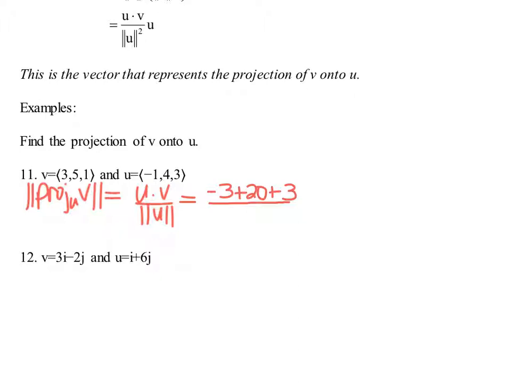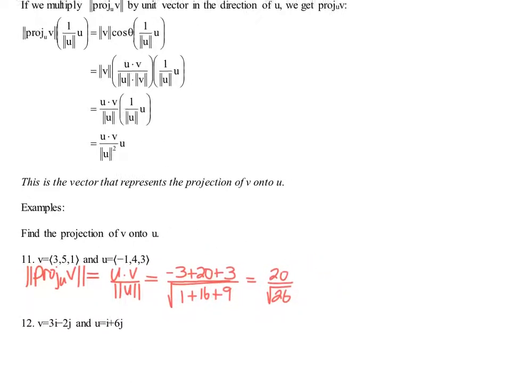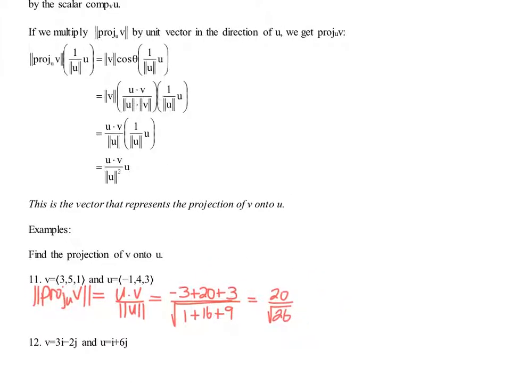All right. The magnitude of u. That's the square root of 1 squared, which is 1, 4 squared is 16, and then 3 squared is 9. So we have 20 over the root of 26. I wanted it to be 25, but alas, that is not the case.